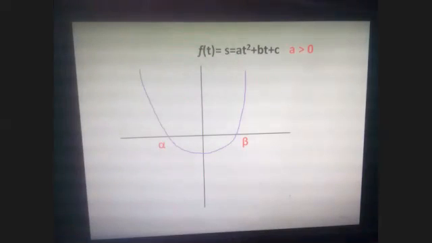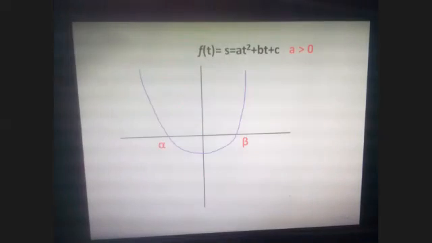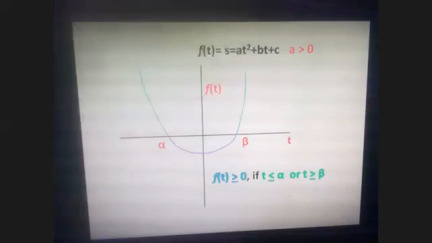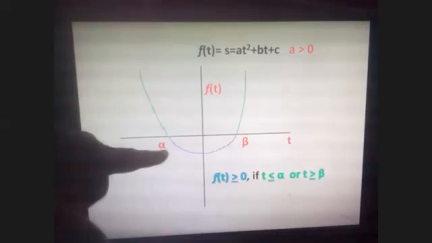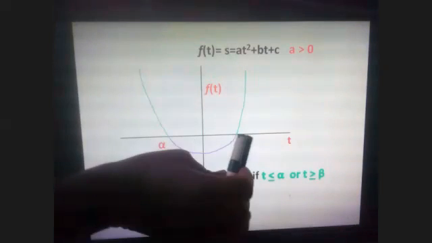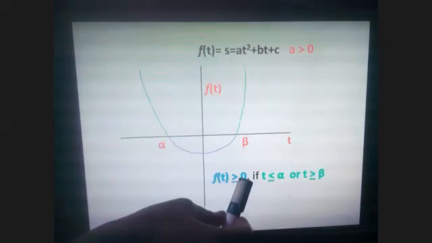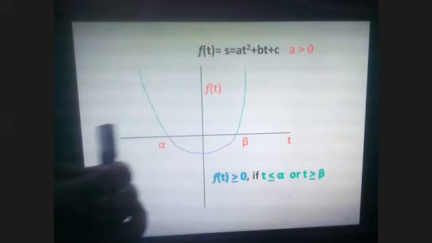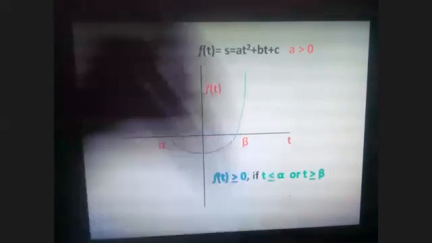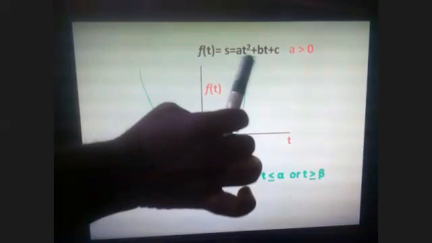Now, for which values of the variable t is f(t) more than 0? More than 0 means it is above the x-axis. When is it above the x-axis? If alpha and beta are the roots, it is either when t is less than alpha, above the x-axis, or when t is more than beta. f(t) is more than or equal to 0 if t is less than or equal to alpha, or t is more than or equal to beta. Be careful, all this happens when the coefficient of the quadratic term is positive.